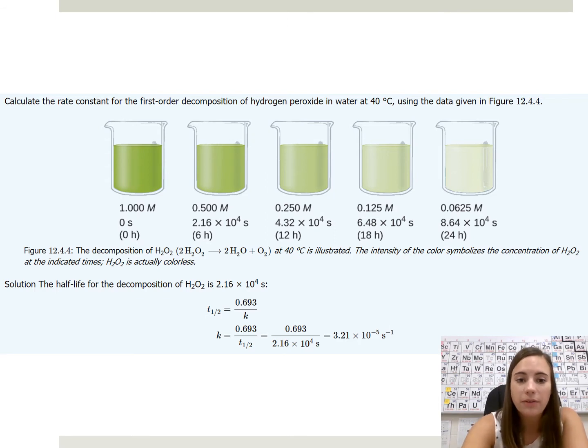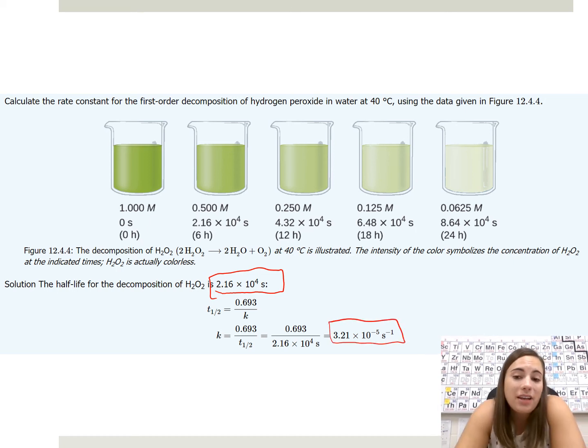And here's an example of this. We're given the decomposition of hydrogen peroxide, and they tell us the half-life is 2.16 times 10 to the 4th seconds. So what I can do is use this half-life to calculate my rate constant. This is just another way to determine the rate constant of a first order reaction.